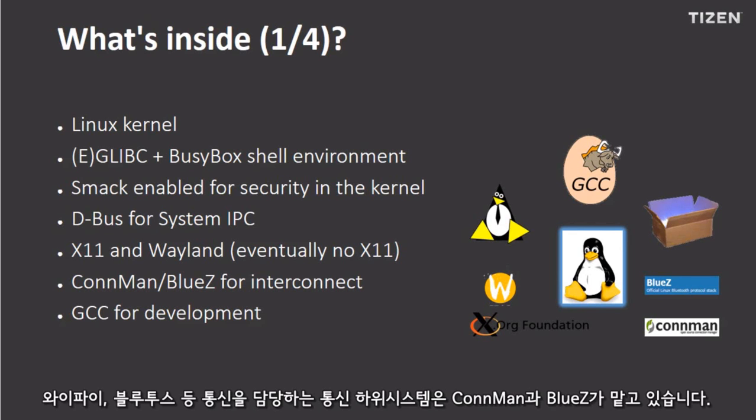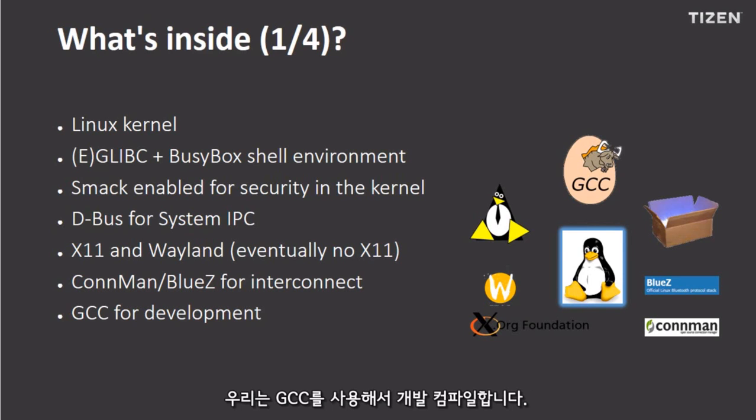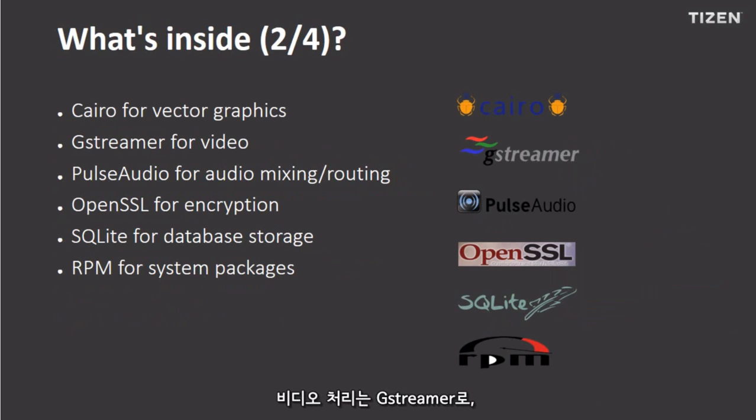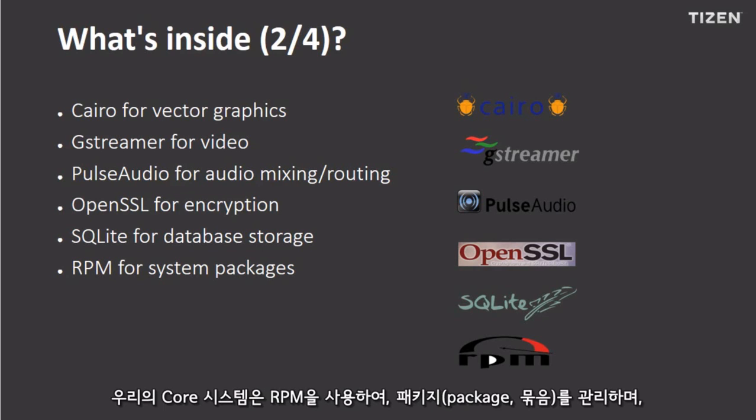The communication subsystem that configures your Wi-Fi, handles your Bluetooth, etc. is ConnMan and BlueZ. We use GCC for our SDK and development for compiling. We use Cairo for rendering vector graphics. We use GStreamer for video. PulseAudio handles audio policies, mixing and routing. OpenSSL is used for encryption. SQLite is used for database storage. Our core system uses RPMs for packages.